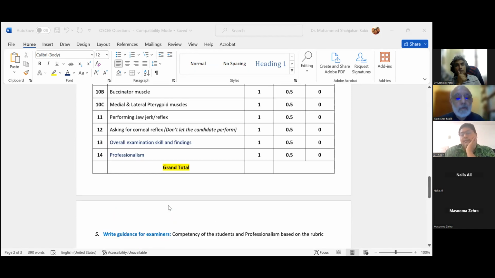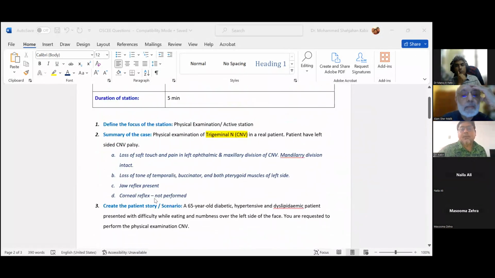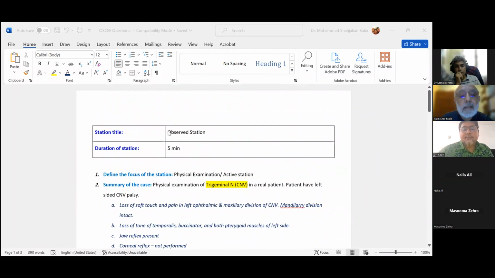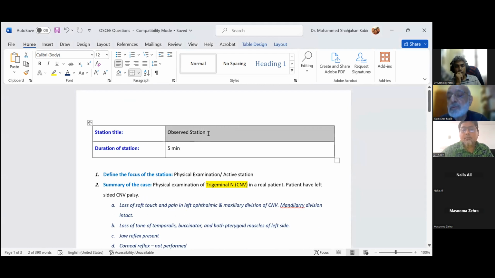All right. Okay, now, Prof. Kabir, first thing is your title should be the physical examination. Not observation, right? Because title here means what is the main thing you want to do. You are doing physical examination. All right, so that's number 1.